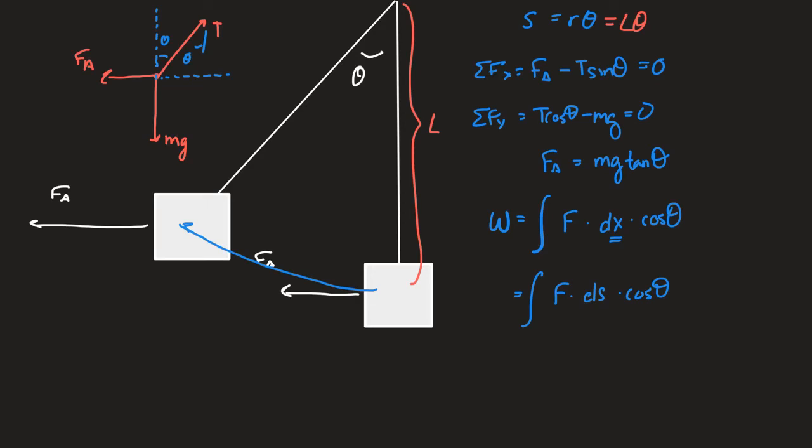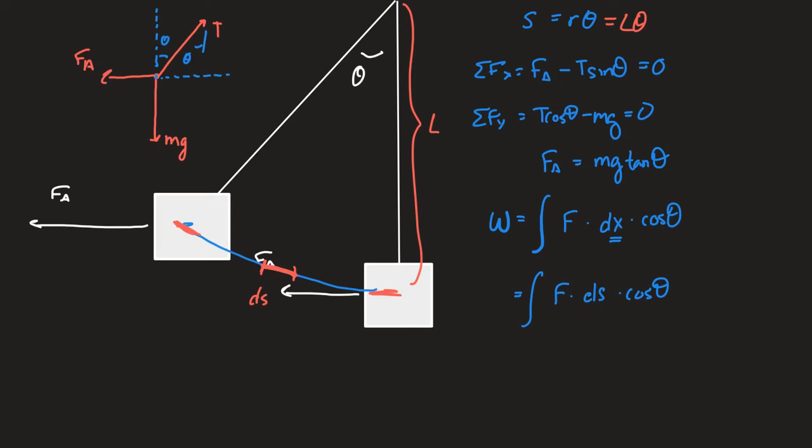However, herein lies the problem. A piece of arc here, and a piece of arc here, and a piece of arc here are all in different directions. So as we look at different ds's, we are going to have different thetas. So what I'd really like to do is do this in terms of theta and not in terms of s. And so to understand that, consider this as a piece of arc, ds.